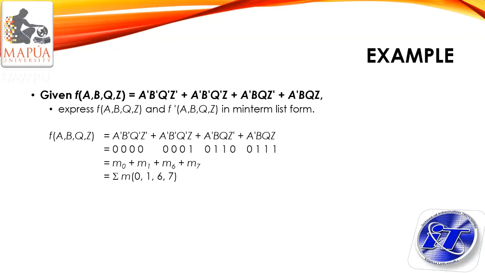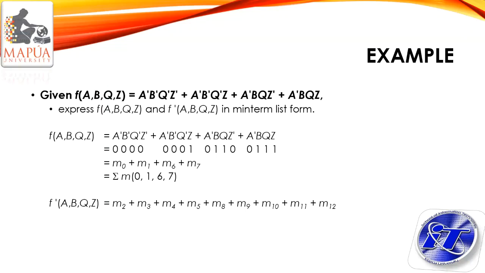For the complement of the function, the result will be M2 plus M3 plus M4 plus M5 plus M8 plus M9 plus M10 plus M11 plus M12. So how do we get that? How do we get this answer?